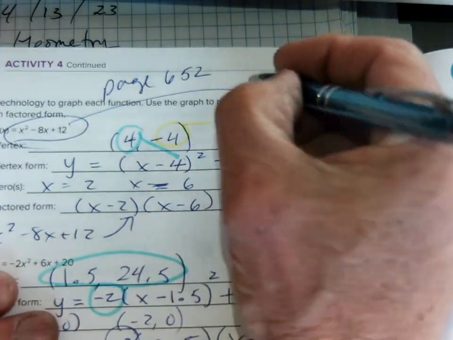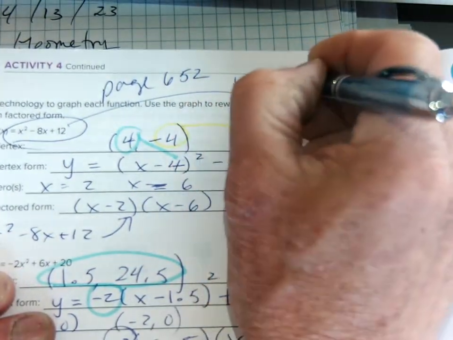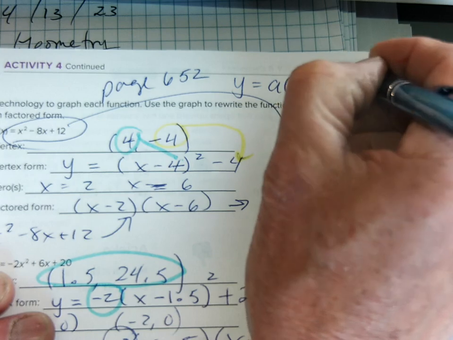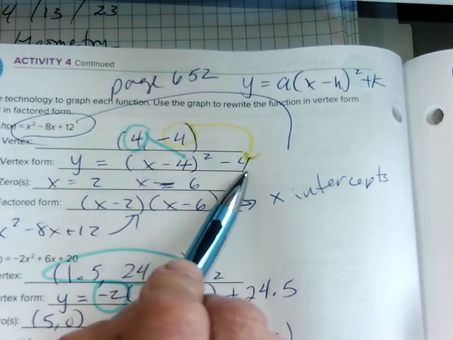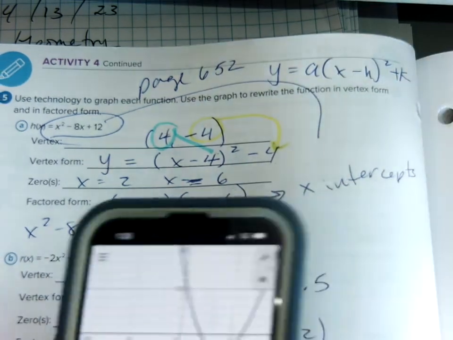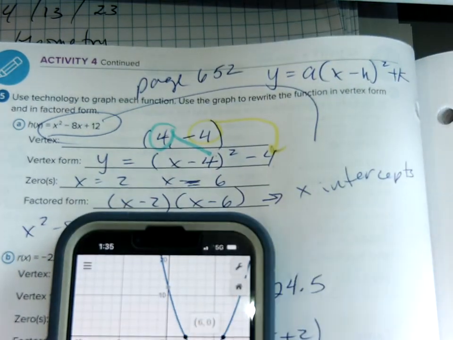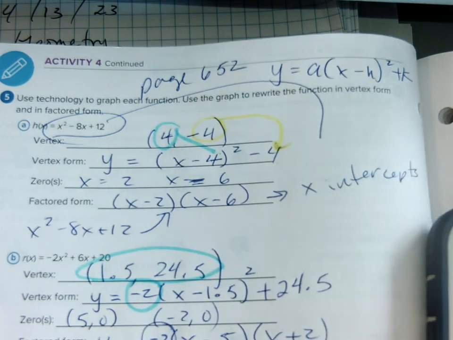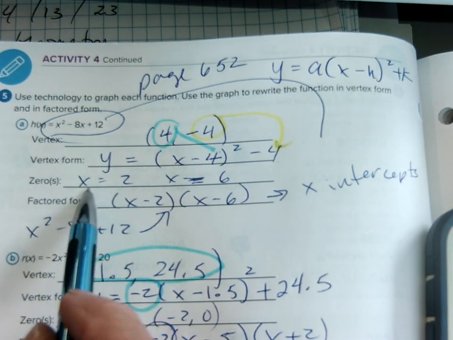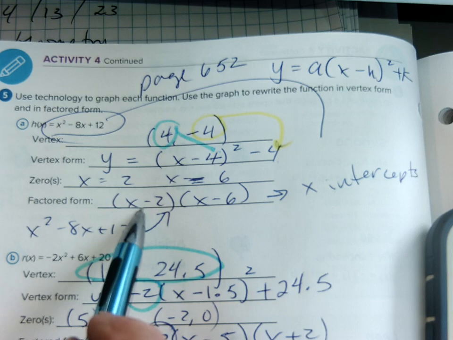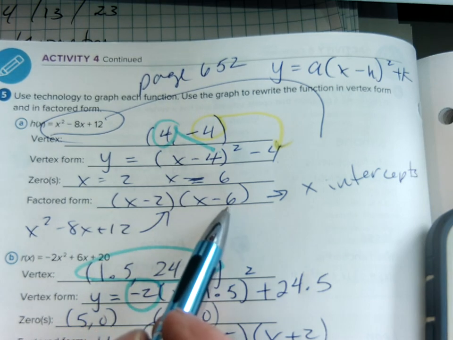Vertex form is always going to be y equals a(x minus h) squared plus k. And so I put the 4 there and the 4 there, okay? The zeros, we just got from the calculator, 2 and 6. And then we rewrote it in factored form, which comes from the zeros. So we took the opposite, x minus 2, and the opposite, x minus 6, okay?